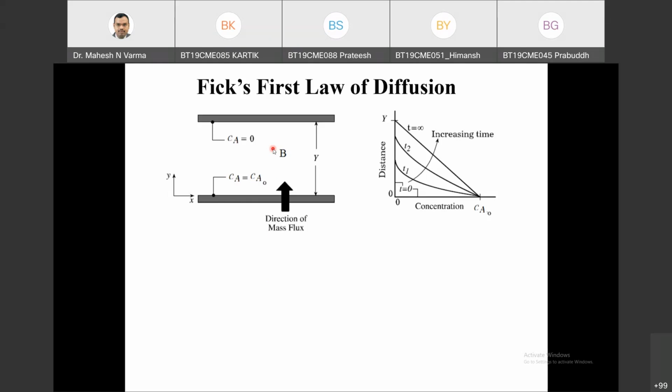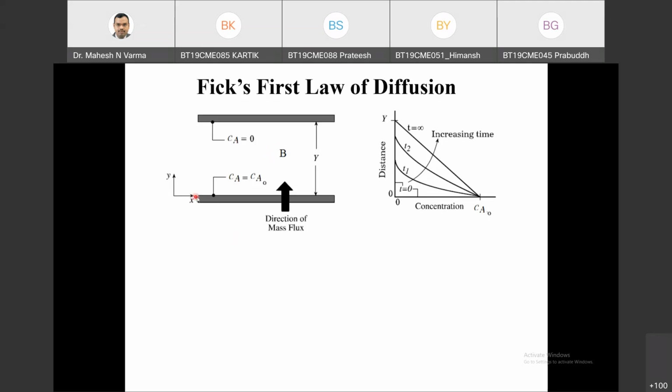If A is solid and B is solid, then there will be a negligible mass transfer. So it will be a kind of heterogeneous system, and there will be a negligible mass transfer in a given direction of mass flux, if A is solid and B is also solid.